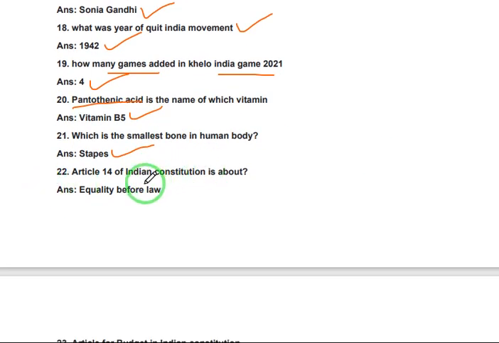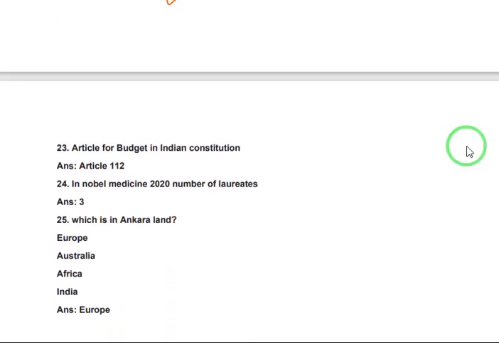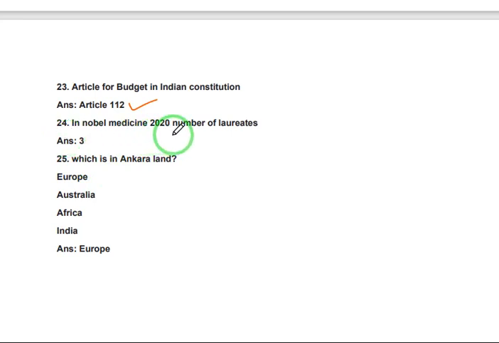Article 14 of Indian Constitution is about equality before law, that is equal justice to all. Next one, article for budget in Indian Constitution is Article 112. In Nobel Medicine 2020, how many laureates received the prize? That is 3 laureates. And which is in Ankara land? Europe, Australia, Africa, India. The correct answer is Europe.